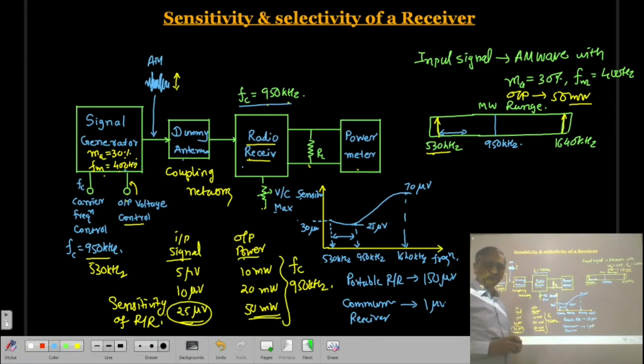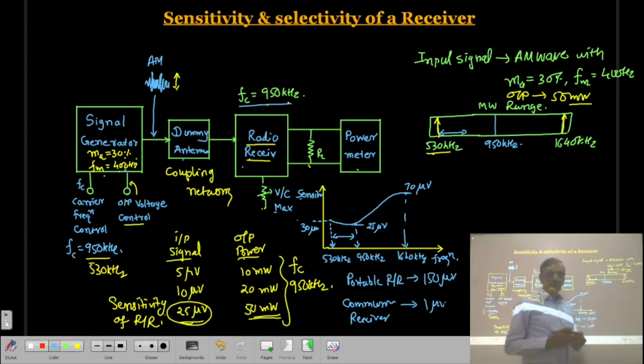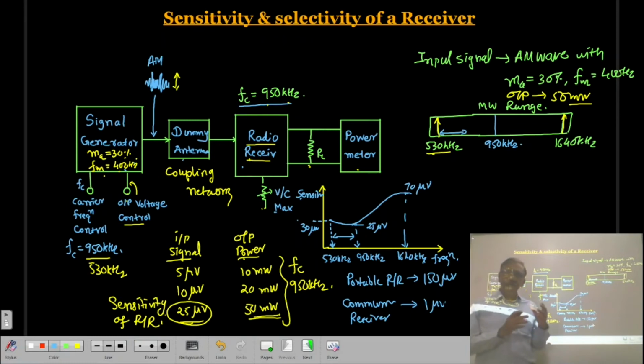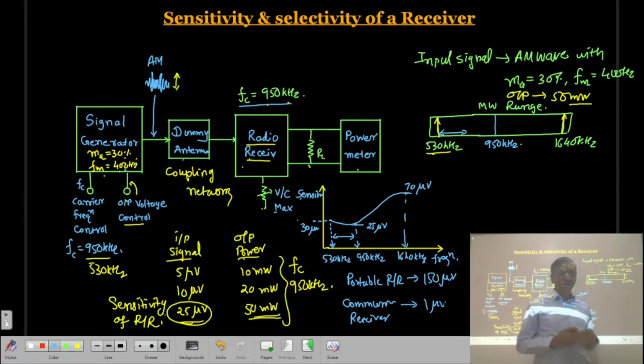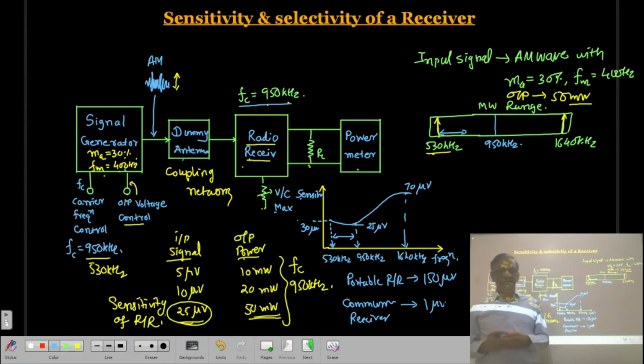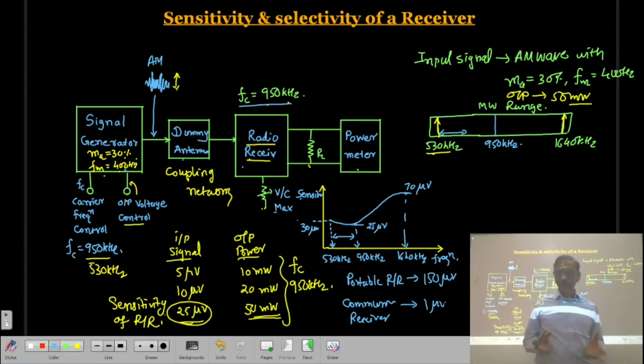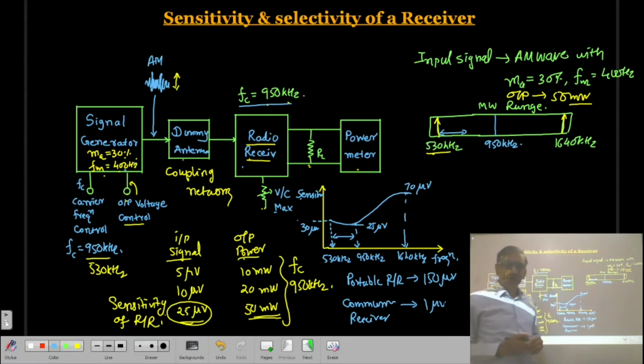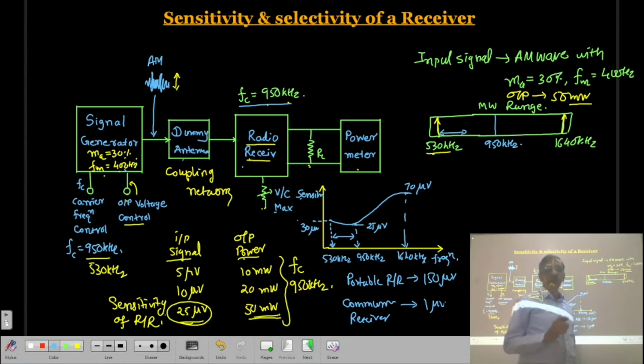Right? So here you can have a question: if I have 2-3 radio receivers with different sensitivities, one has a sensitivity of 10 microvolt, another has 25 microvolt, and the third has 100 microvolt, then which is better? Naturally the radio receiver with 10 microvolt is better than the other two, because it will require a very small amount of signal to reproduce the output.